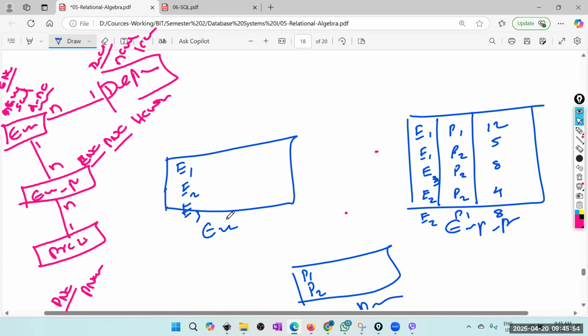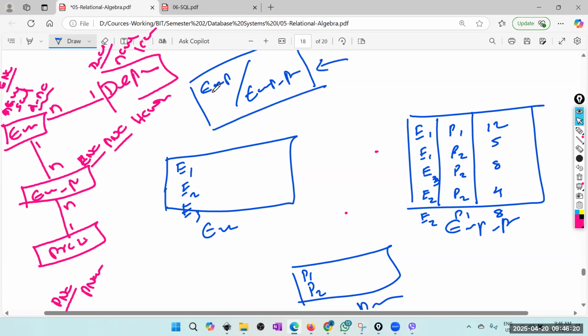I need employee divided by employee project. Which records will be there? Basically, try to understand what is meant by this and put it into simple English. What is meant by employee divided by employee project record?